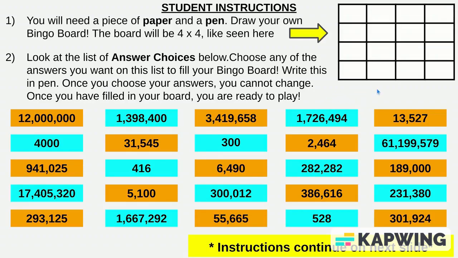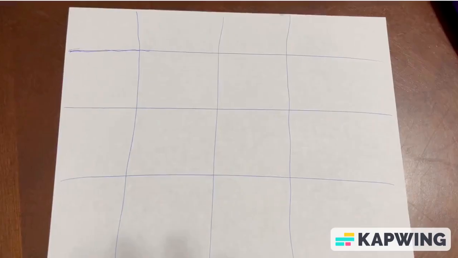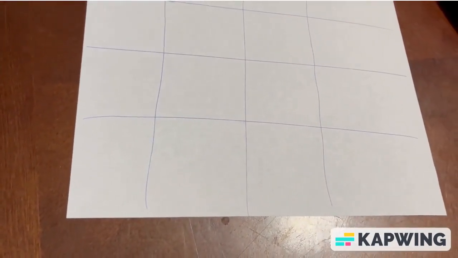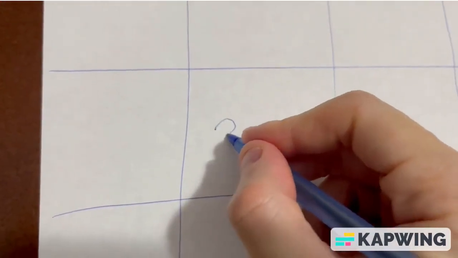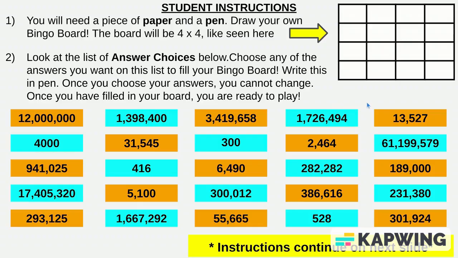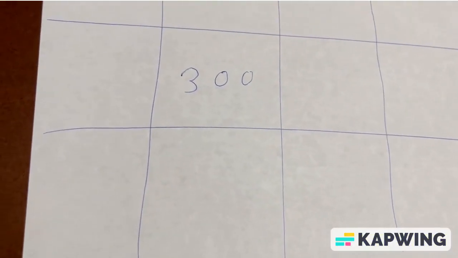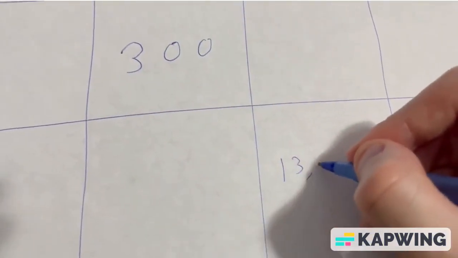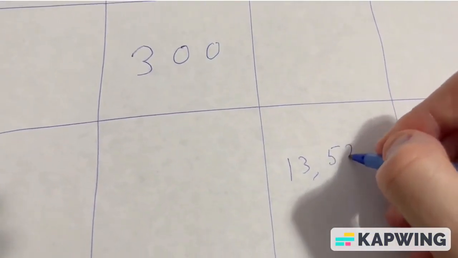As you can see on the screen here, students just take a blank piece of paper, and they draw it into a 4x4 board. If you want, you can make it 5x5, but I personally think 4x4 works better. So that way they have 16 squares. They will then fill those 16 squares with the answers that you see on the board here. These are the answers to the problems that will appear in the game. So the students will have the answers, but they don't know the equations.